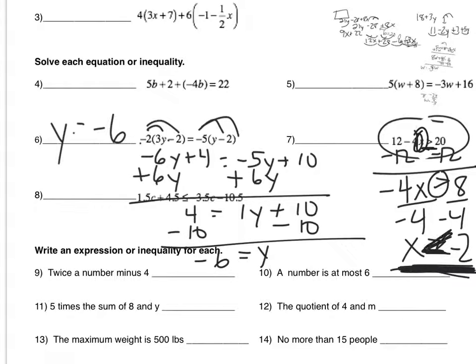Let's just pick a number less than negative 2 and check. So we have negative 4 is less than negative 2. So let me put negative 4 up here.